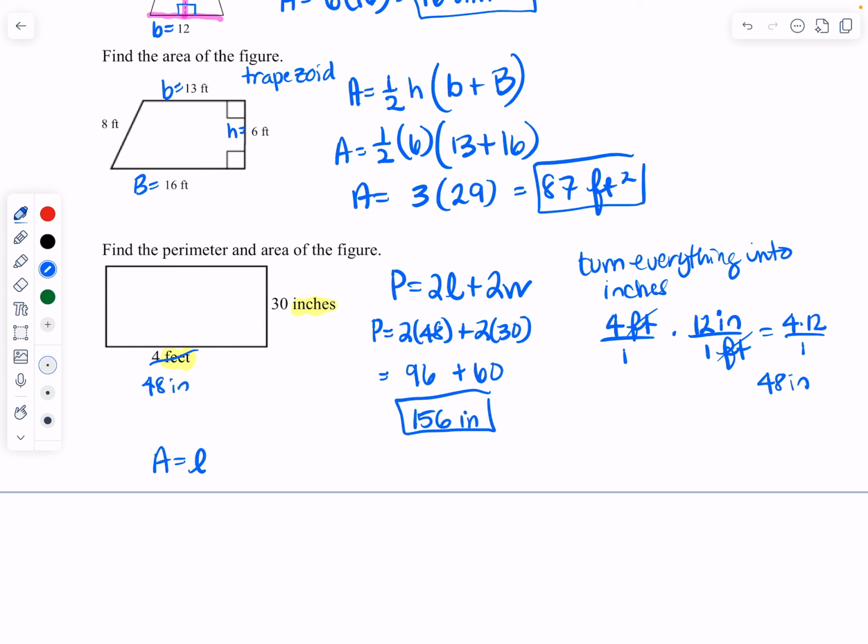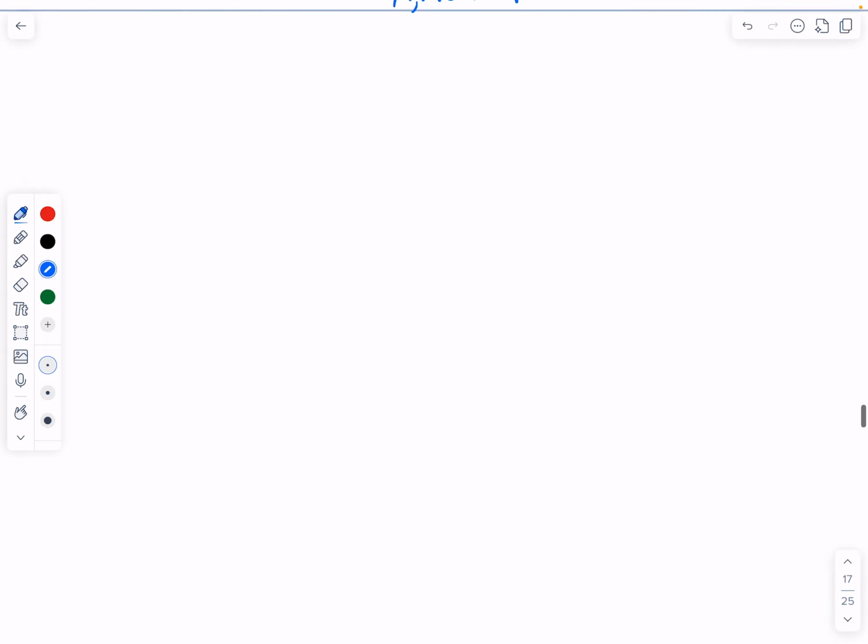Area of a rectangle is length times width. So the length is 48, and the width is 30. Okay, so I got 1,440 inches squared. So just be careful. Always check to make sure all the units are the same before you start the problem, because there are some zingers in there.